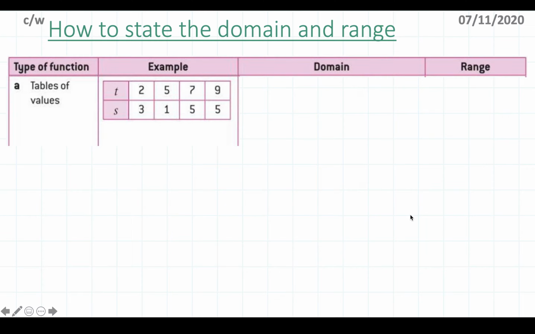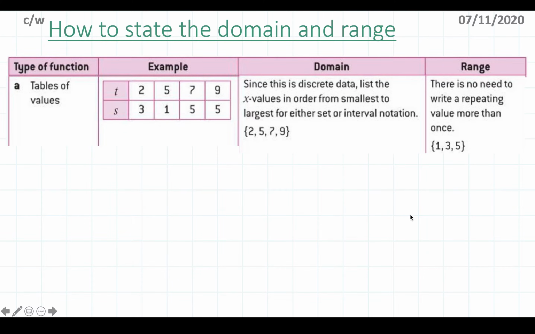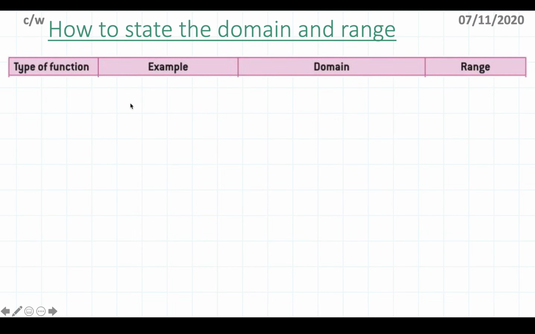If I have a table of values, again, my domain is my input. It's my independent variable. So my domain will be 2, 5, 7, and 9, that first row. And my range is the output, so 3, 1, 5, and 5. Now, for set notation, we don't repeat values, so I don't need to write 5 twice. So if it's a table of values, that's just your input, that's your output. It means that's the domain and that's the range.